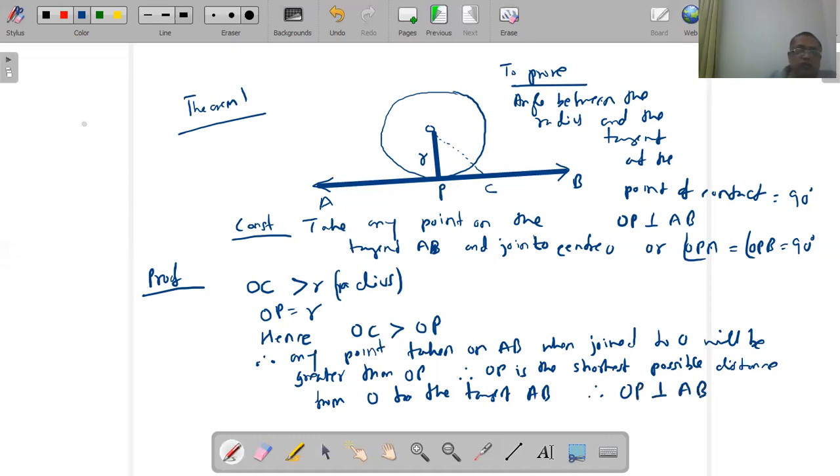Okay, so this is a very clear thing. If I take a point here, if I take OQ, OR, all of these will come greater than OP. OP is the shortest possible distance, and which is the shortest possible distance? The perpendicular. We can keep on taking points on either side. This will always be greater than OP. Right? So hence we conclude the first theorem: the line drawn from the center to the point of contact will always be a perpendicular at the point of contact, or we can say that the angle between radius and tangent at the point of contact is 90.